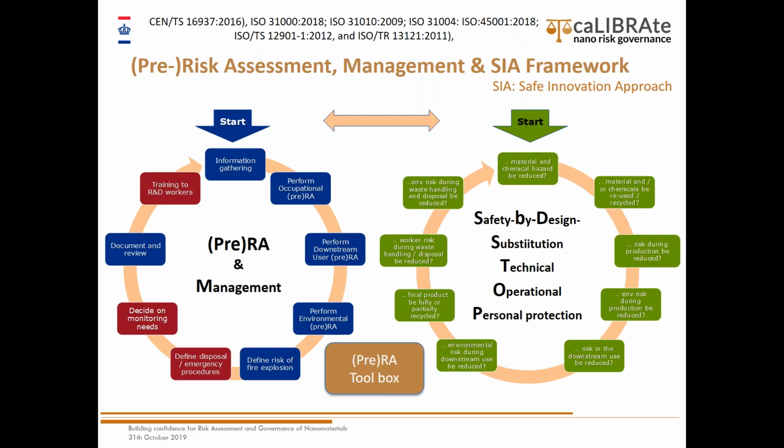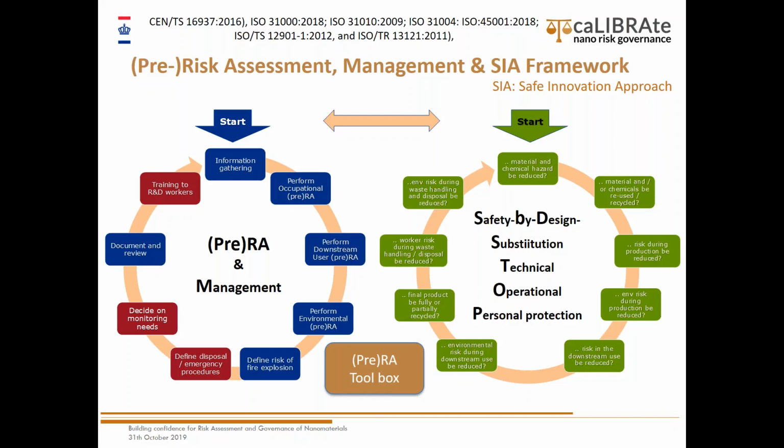I talked about the safety by design and STOP principles. So STOP is the substitution, technical, operational, and personal protection assessments. And here we have lined out a number of questions that one should consider immediately when you start the innovation process or when you consider using a new material, whether the chemical hazard can be reduced, whether the materials and chemicals can be reused, also whether there's a risk during production that can be reduced by risk management measures, are there environmental risks during production that can be reduced, or can it be reduced in the use phase downstream? Do we have environmental risks that can be reduced during downstream use?